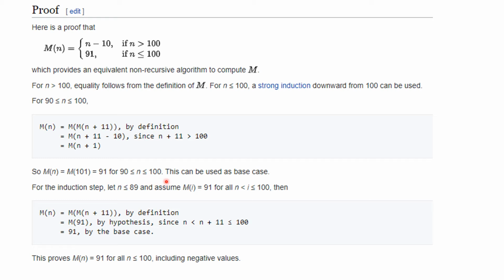Now this is our base case, and for the induction step we're going to let n be less than or equal to 89, and we assume that M(i) is equal to 91 for all i that are bigger than n and less than or equal to 100, which were the ones that we're talking about here. Then we find that M(n) is M(M(n+11)) by definition, but that is equal to M(91) by hypothesis, which is equal to 91 by the base case. So this proves that M(n) is equal to 91 for all n less than or equal to 100, including actually negative values.